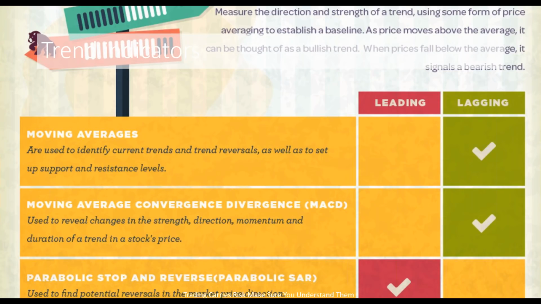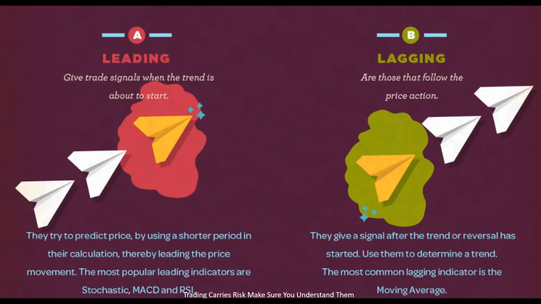Now, as we go through these, you're going to find there's very few leading indicators. Remember, a leading indicator gives trade signals when the trend is about to start. They try to predict price by using a shorter period in their calculations, thereby leading the price movement. The most popular leading indicators are stochastics, MACD, and RSI.